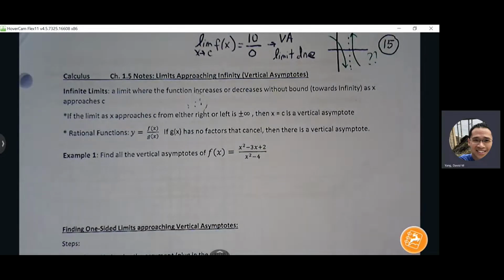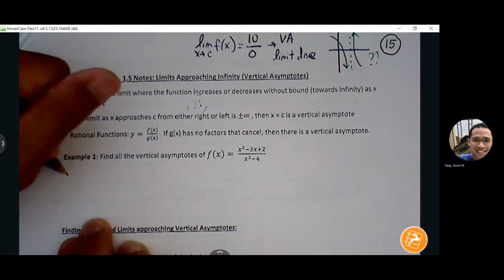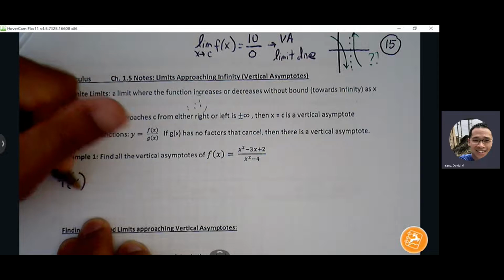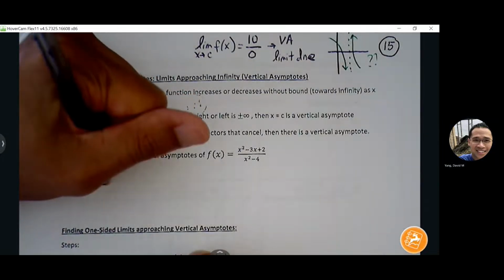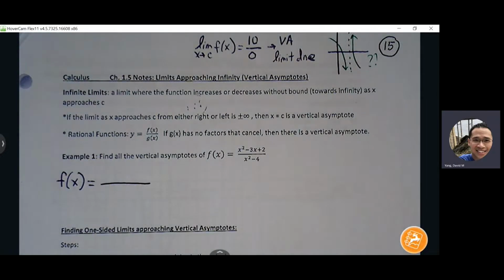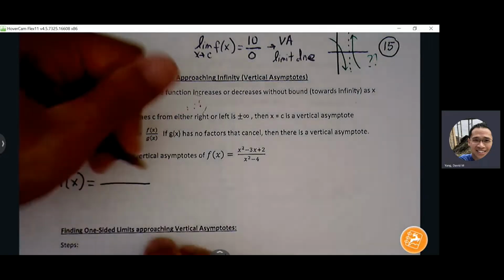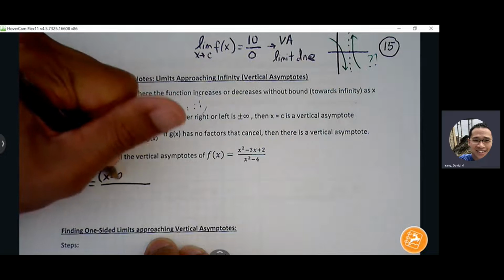So let's look at example 1 here. It says find all the vertical asymptotes of f of x. And I also want to bring in some related information about this function. So if I want to find vertical asymptotes, it's a lot easier if I can get everything in factored form, so I can match the components a little bit easier. So let's factor the numerator and denominator separately. Okay, x squared minus 3x plus 2. Multiply to be 2, adds up to be negative 3. What are our factors? Negative 2, negative 1. Okay, put that down.